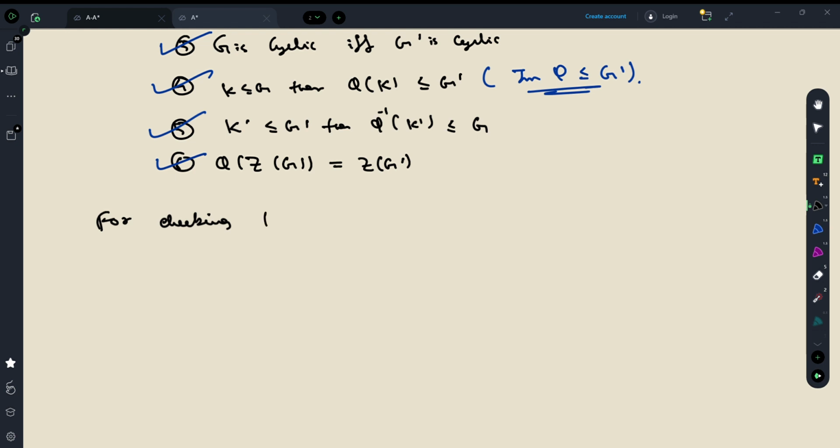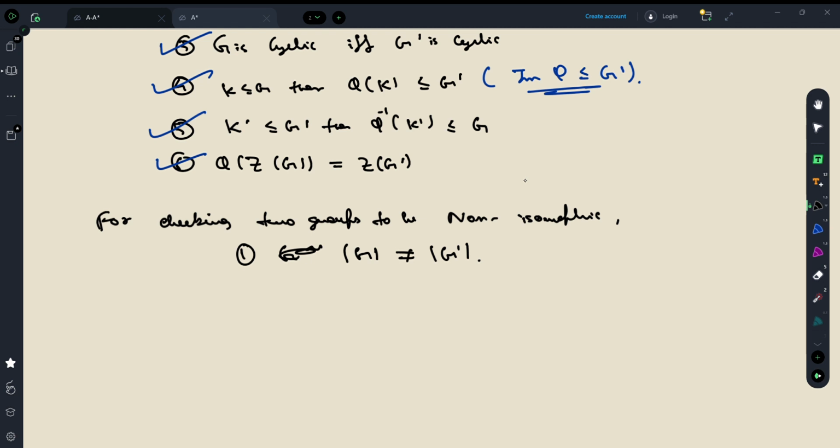So for checking two groups to be non-isomorphic, we need to check just whether some of these statements are false or not. So we need to check that the order of G is not equal to the order of G dash, because that says that there is no bijection between them.